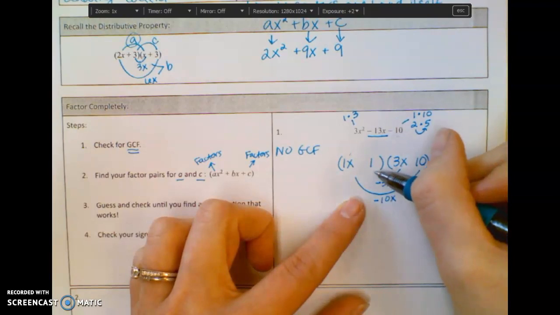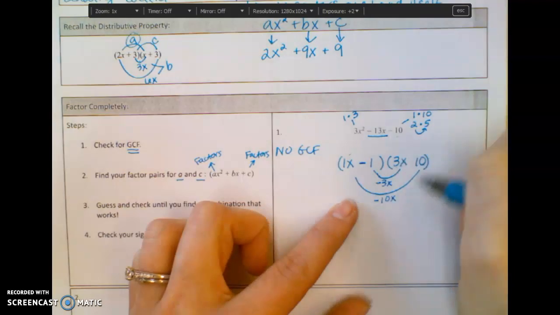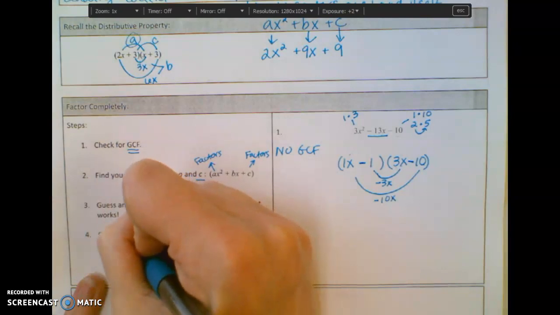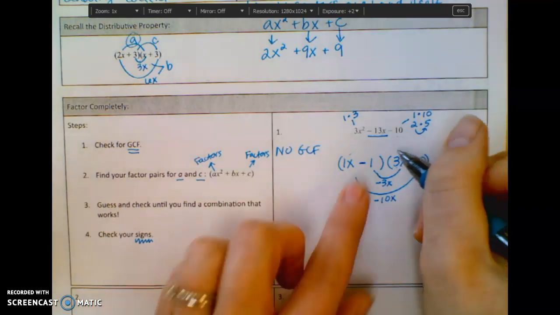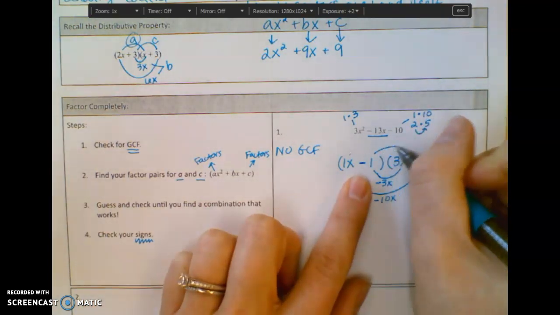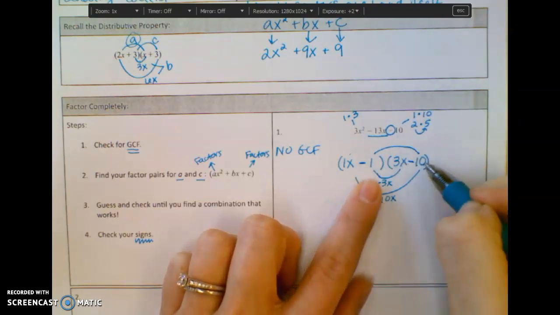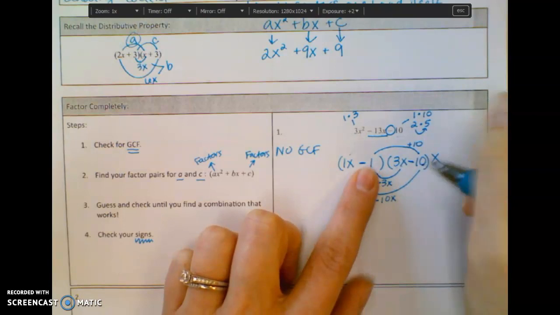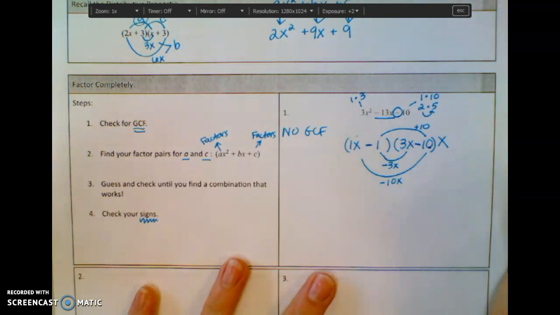So if I want that inner product to be negative, then I need that 1 to be negative. If I want the outer product to be negative, I need the 10 to be negative. The last step that is so important is check your signs. This means we need to make sure that the multiplication of these numbers, -1 times -10, gives us a -10. Well, what does -1 times -10 give us? +10. So is this our answer? No. We need this multiplication for C to give us a negative. That doesn't work, so we're just going to try another combination.